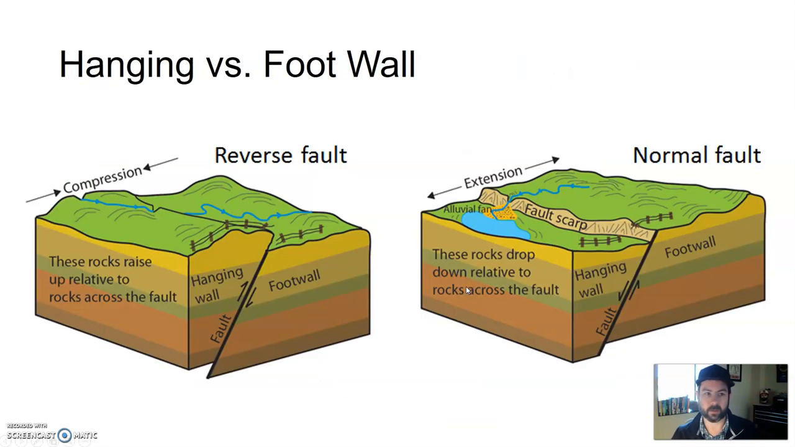So again, coming back to that hanging wall versus foot wall. You see the hanging wall, the one that has this overhang to it. If it moves up, that can only occur due to compressional stress, making it a reverse fault. If the hanging wall, the part that has an overhang, drops down, that's only due to tension or extension, something being pulled apart, and that creates a normal fault.